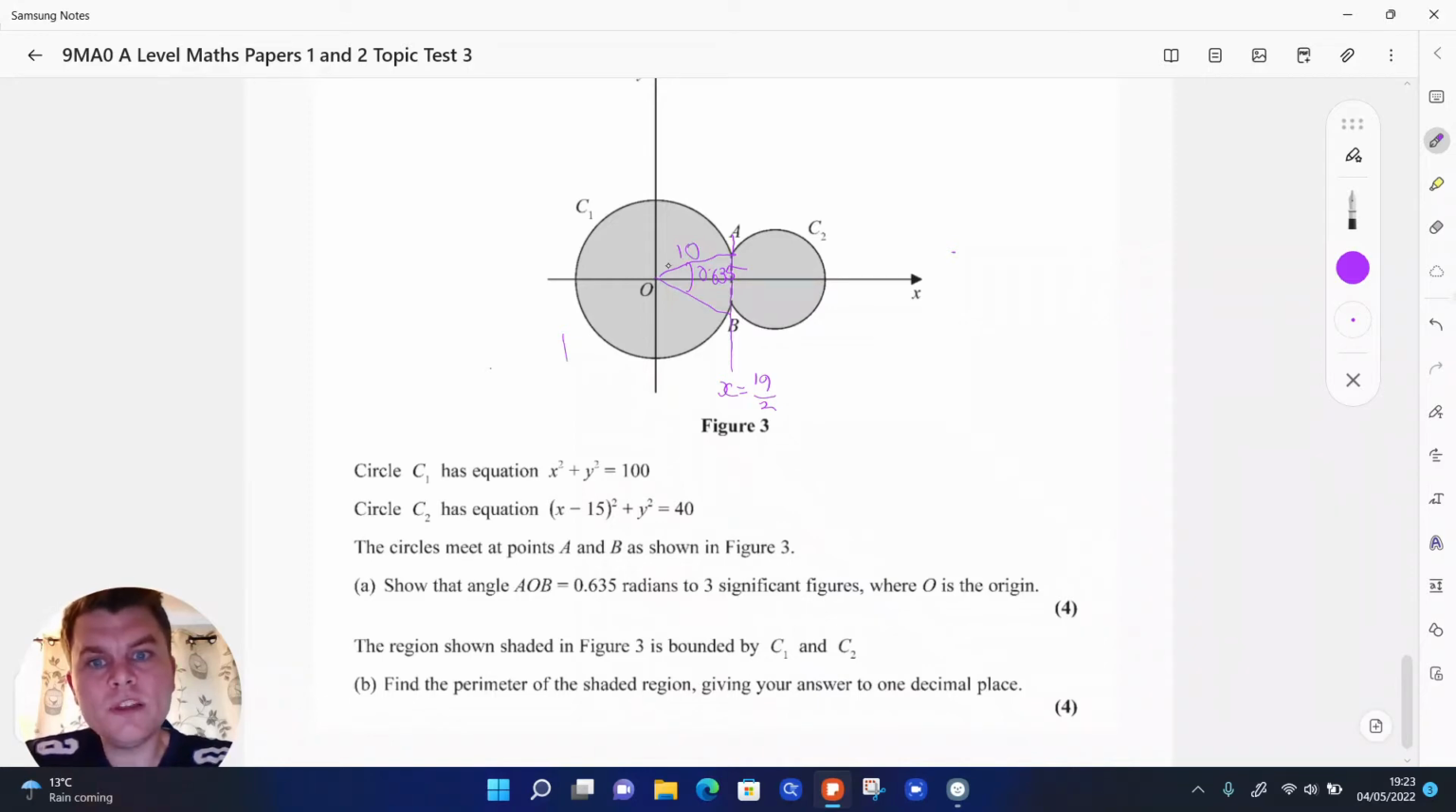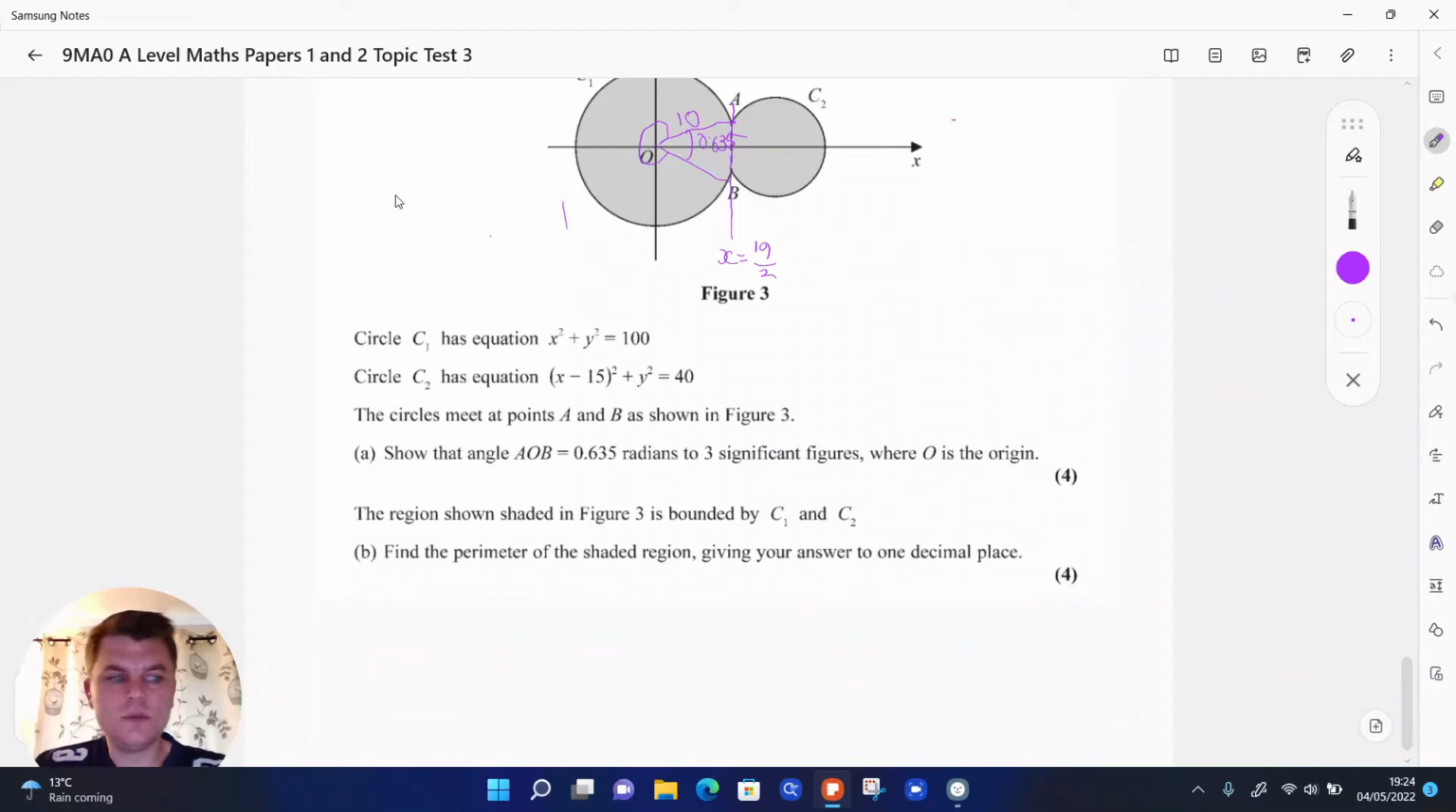Well, actually, we can do it in one calculation if we just take that angle there. This angle here will allow us to calculate what the major arc is, and that is the part of the perimeter of this shaded region. So, get the easy bit out of the way and the straightforward marks. We will do the C1 arc length.